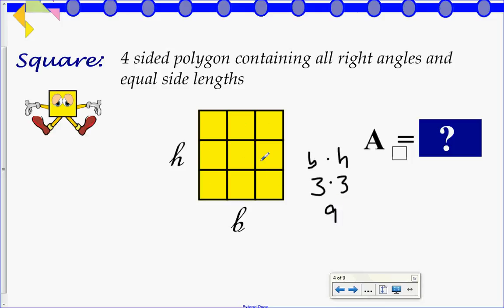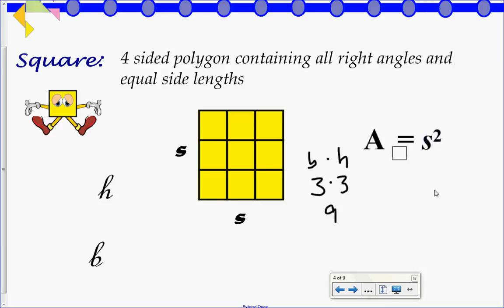Yes, 9 square units. But we have a different area formula for a square that we can also use. Because the base and the height are the exact same measure, we can use the exact same variable. We use the variable s for side. So instead of saying base times height, we can say side times side. And remember, 3 times 3, isn't that 3 squared? So side times side is side squared. If you had a square that was 4 and 4, you would do 4 times 4 is 16, or 4 squared is 16. Squares all over the place.